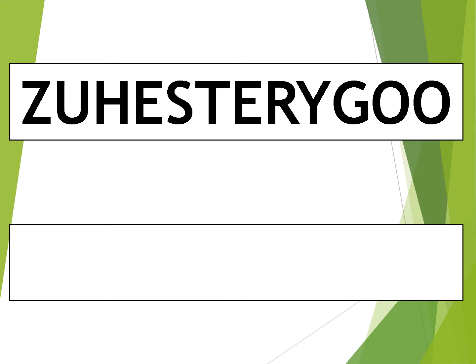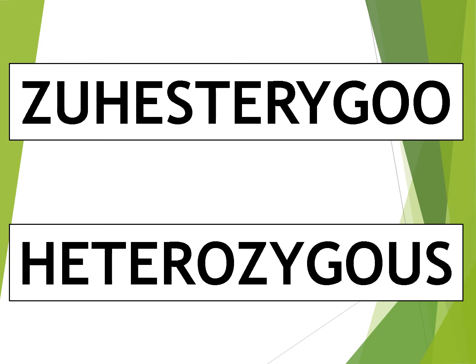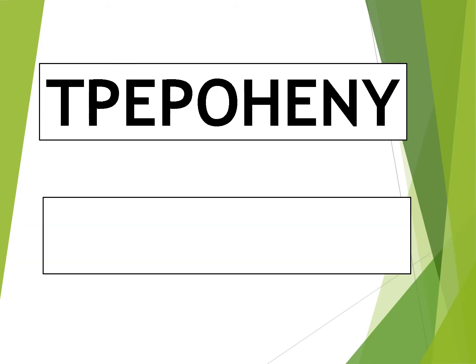We have heterozygous. So what do we mean by heterozygous? Heterozygous is the second type of genotype. When we say heterozygous, it is also known as hybrid and can be written with two letters, with one uppercase letter and one lowercase letter. So it is a combination of one dominant allele and one recessive allele.